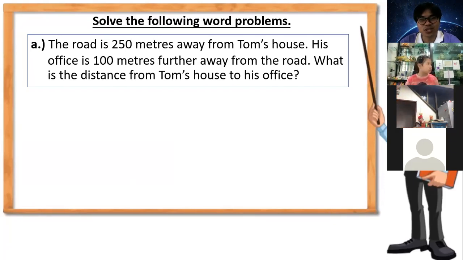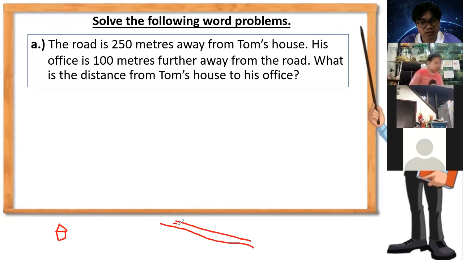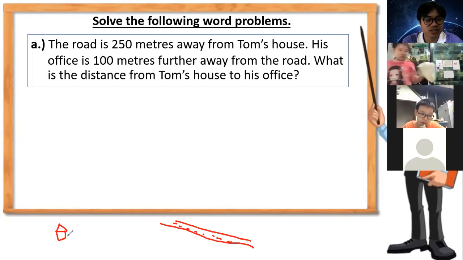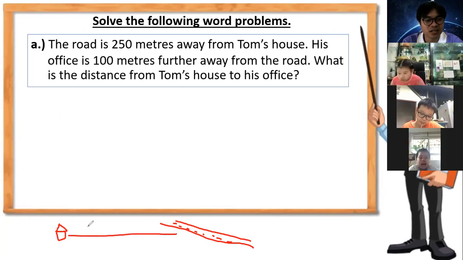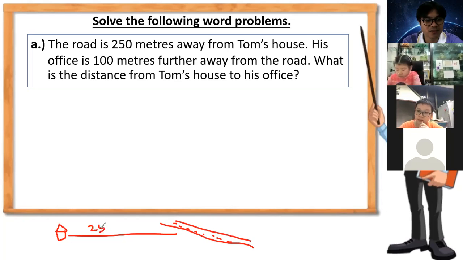So let's try to picture it. Let's draw the house of Tom here. Tom's house. And this is the road. Okay, this is a road. So from Tom's house to the road, how many meters? 250 meters away from the road. And then his office, let's say his office is here.